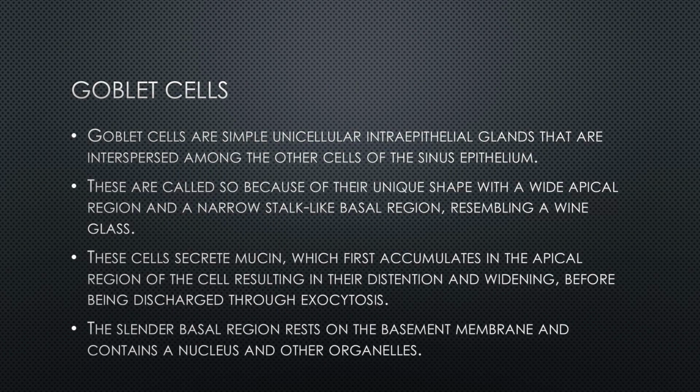The goblet cells are simple unicellular intraepithelial glands that are interspersed among the other cells of the sinus epithelium. They are called so because of their unique shape, with a wide apical region and a narrow stalk-like basal region resembling a wine glass. This line is very important to define the goblet cells, how their structure is.